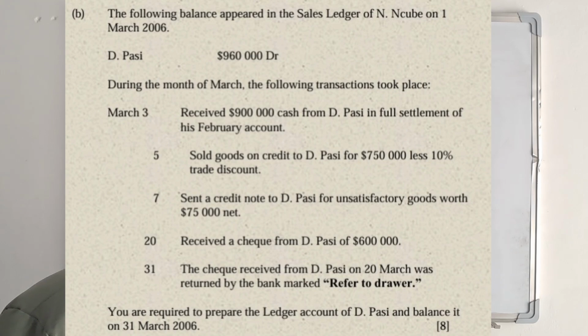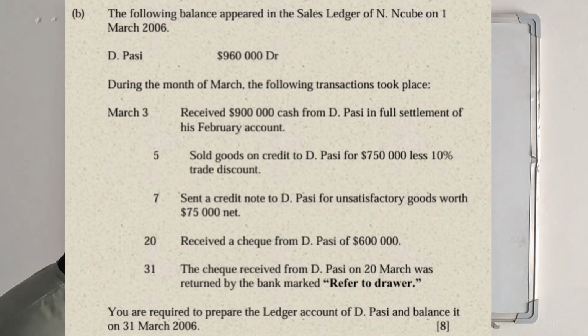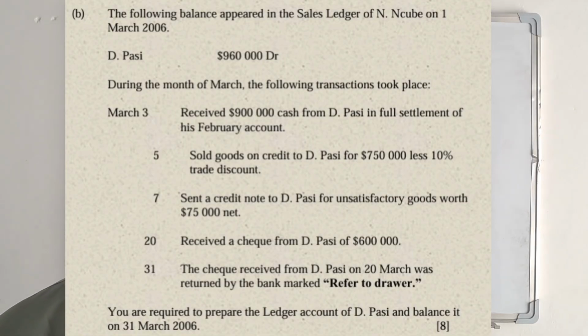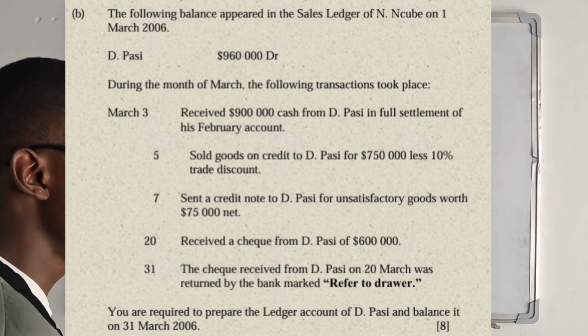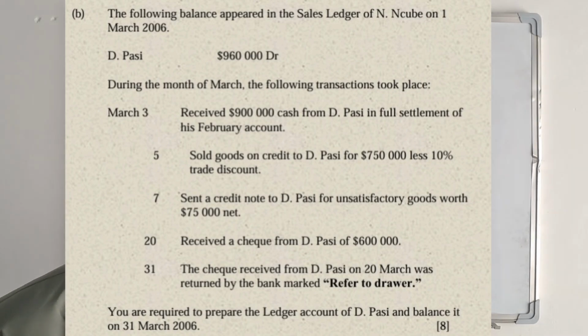The check received from D Parsi on 20 March was returned by the bank marked refer to drawer. Remember, refer to drawer is written in bold. It means something. You are required to prepare the ledger account of D Parsi and balance it on 31 March 2006. One thing you need to know, the examiner will not tell you if it is a debtor's account or a creditor's account. You need to know sales ledger records trade receivables. That's the keyword. You have been told to pay special attention to dates and details.